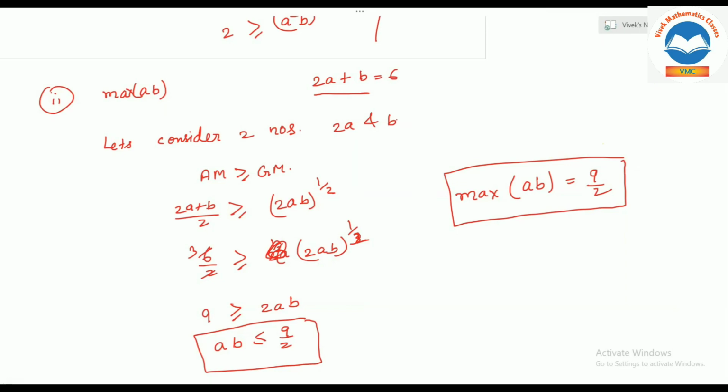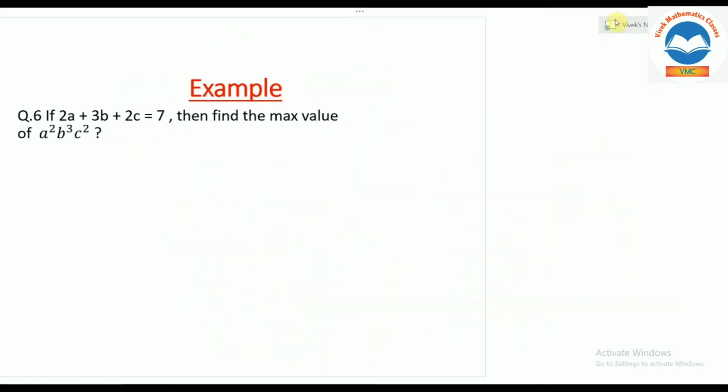Next. They are saying if 2a plus 3b plus 2c equals 7, then find the maximum value of this thing: a squared, b cubed, c squared. For a squared, you multiply a into a; for b cubed, b into b into b; for c squared, you multiply c into c. If you add all the powers, 2 plus 3 is 5, plus 2, 7 we are getting.